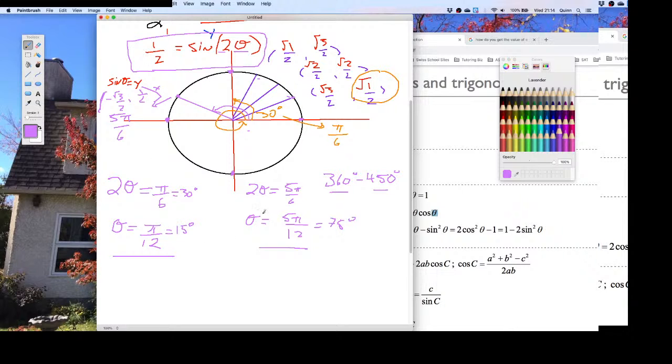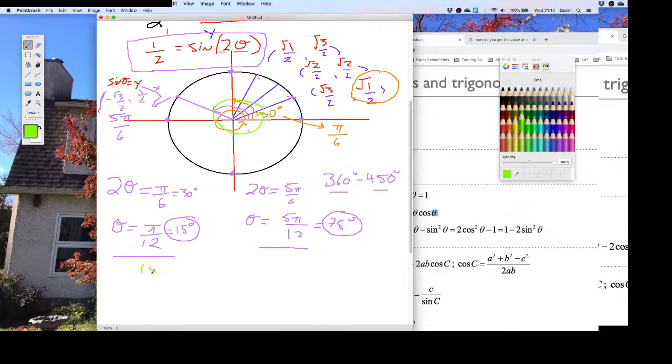So that's what I've done. Currently we have 15 degrees, which is not in between 360 and 450, and 75 degrees, which is also not in between 360 and 450. Well, what happens if I go all the way around, starting at this point here? And what happens if I add 2 pi all the way around like that?